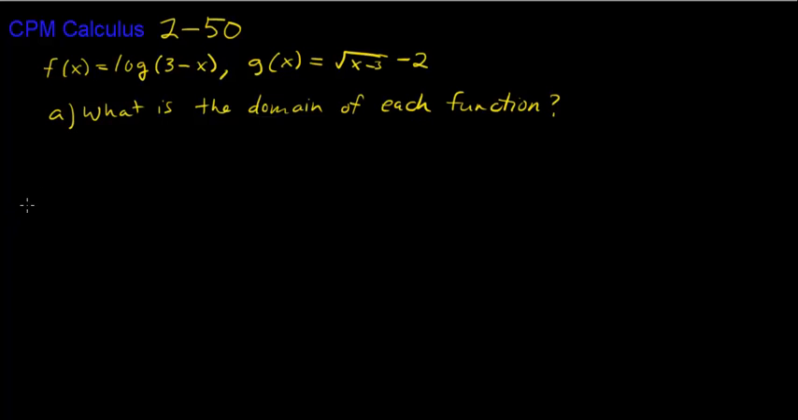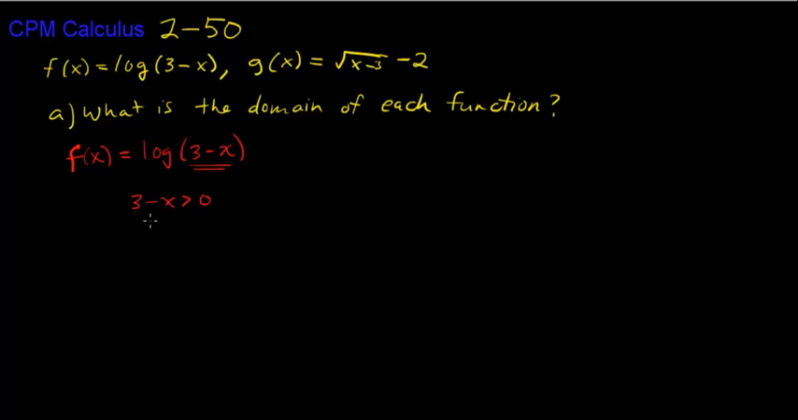So remember, let's look at f of x first. So f of x is equal to log 3 minus x. Now we know whenever we have a log function, the input always has to be greater than 0. Okay? So no matter what the input is, this thing, 3 minus x, has to be greater than 0. That's the only constraint on our domain. This input has to be greater than 0.